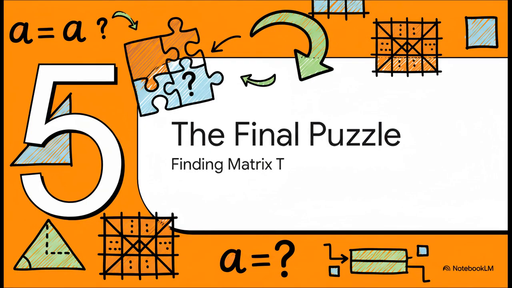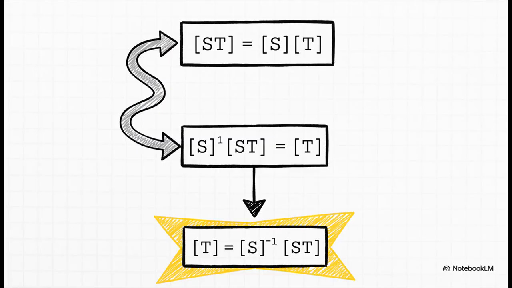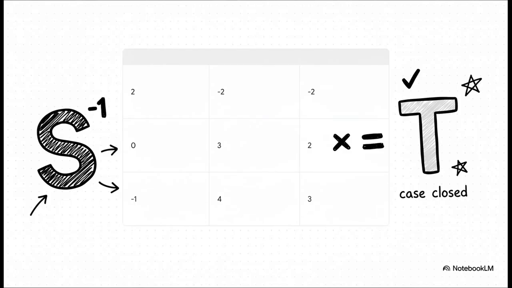So, with the mystery of A now solved, we're not quite done. We can use this information to complete the final part of the puzzle, finding the matrix that represents the transformation T. You know, the beauty of matrix algebra is that it gives us a clear path to isolate an unknown. We know that the matrix for ST is S times T. So to find T, we just need to undo S. And we can do that by multiplying ST on the left by the inverse of S. After finding the inverse of our now known matrix S and performing the multiplication, we get the final answer. This right here is the matrix for the linear transformation T. And with that, case closed.